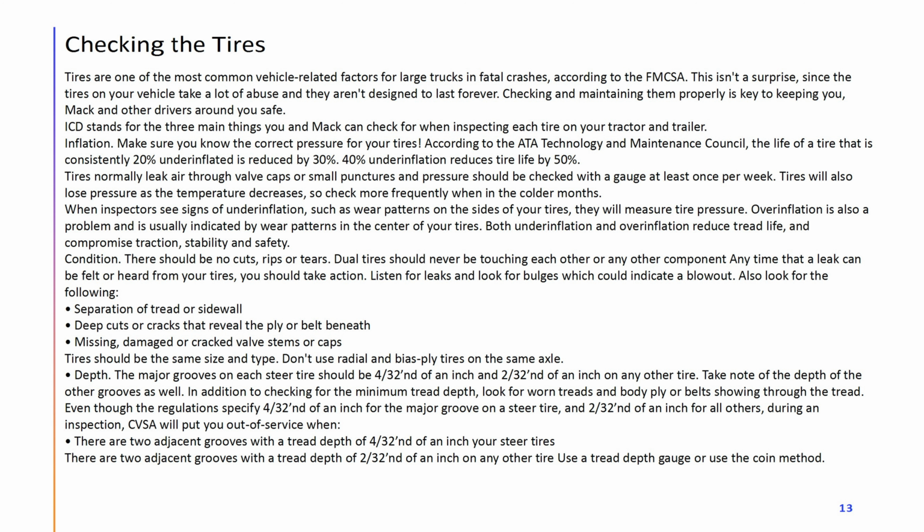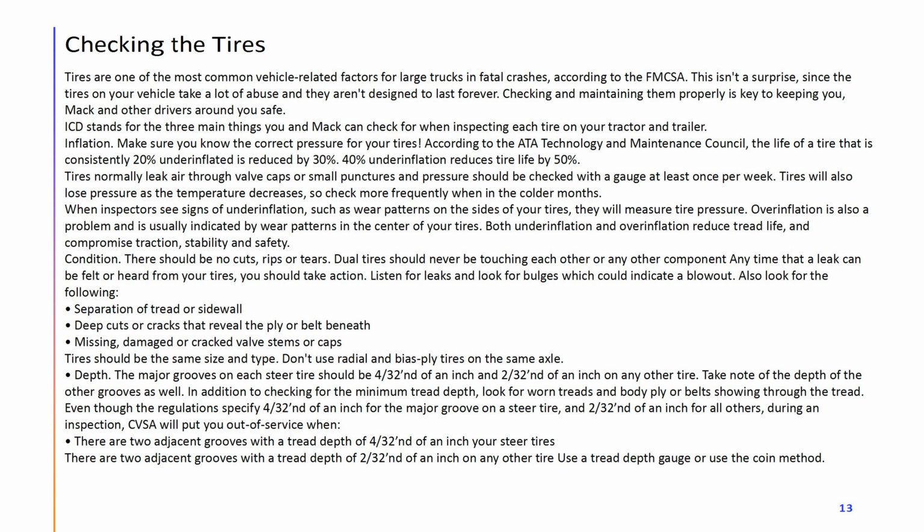Tires should be the same size and type. Don't use radial and bias ply tires on the same axle. Depth. The major grooves on each steer tire should be 4/32 of an inch and 2/32 of an inch on any other tire. Take note of the depth of the other grooves as well.